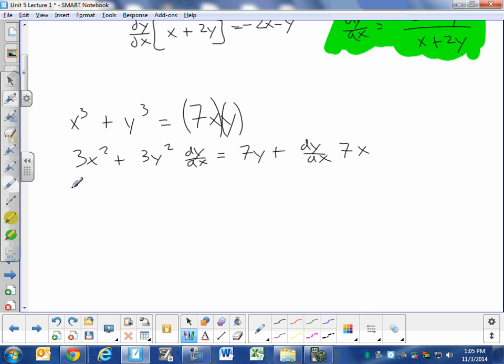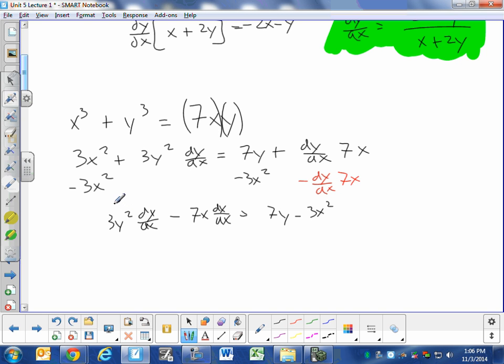Now, moving your stuff around, I'd subtract the 3x squared to move it onto the right side. I'd also subtract the 7x dy dx. You can move the 7x to be in front of the dy dx if you want. So you get 3y squared dy dx minus 7x dy dx equals 7y minus 3x squared. Then you factor out and you solve.